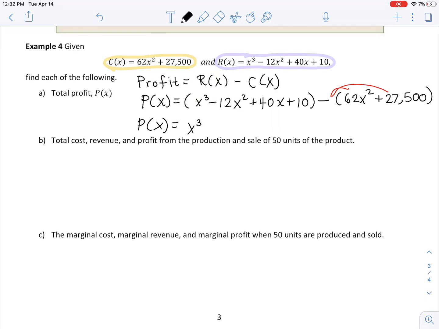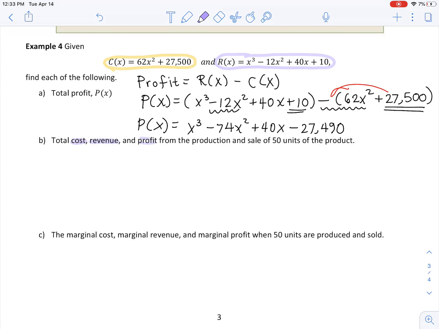All right, what's that going to be? Let's write this in standard form. I'll have x cubed, but I have to combine the negative 12x squared with the negative 62x squared. If you do negative 12 plus negative 62, you will get negative 74x squared. Plus 40x doesn't have any like term. Then I have my 10 minus 27,500, which gives us negative 27,490. So here is our profit function, P of x. If you take the derivative of this, we will call that the marginal profit. We'll use that in part C.